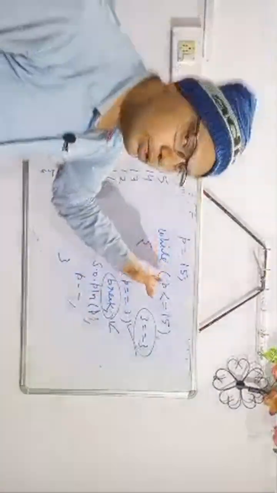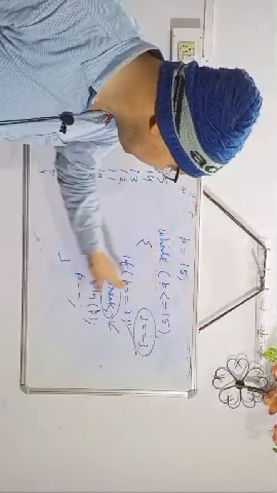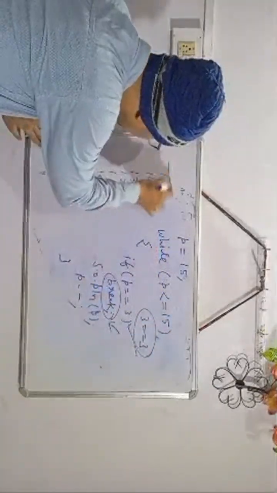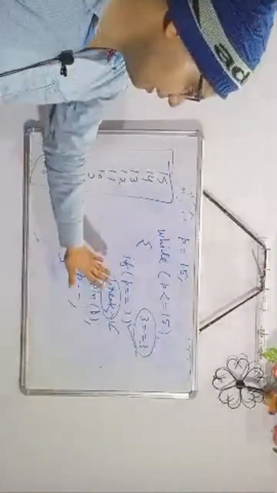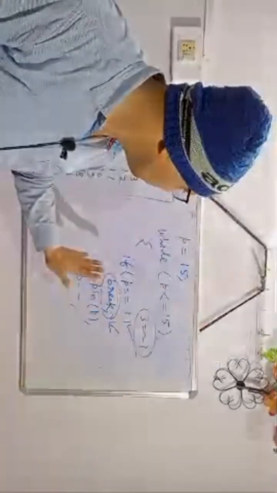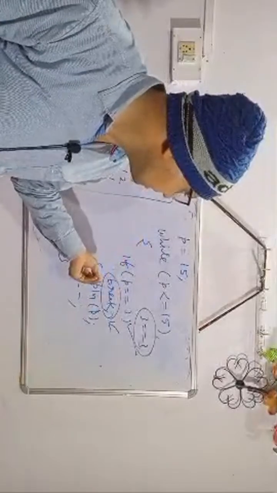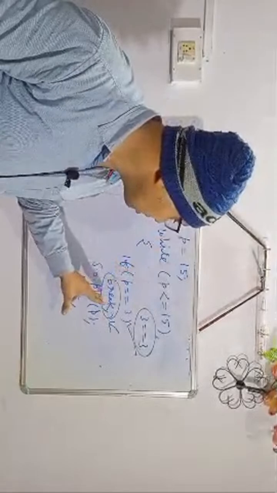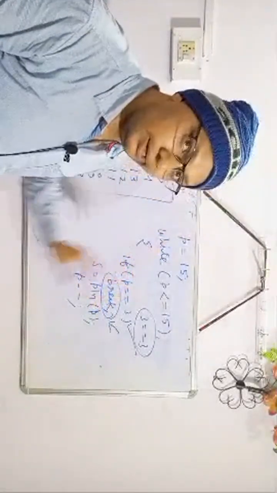Actually this would be an infinite loop, because p will always be lesser than 15. So it is terminated by the break. This is the use of the break statement: you can terminate a loop with it. It is also used in switch, but break comes along with the if statement inside the loop.